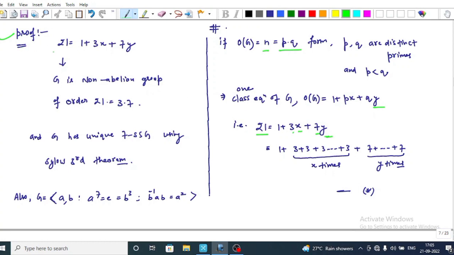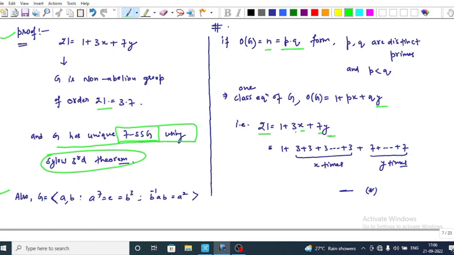Now come to the proof. We are given that G is a non-abelian group of order 21. This implies that by using the Sylow third theorem, G has a unique Sylow 7-subgroup. That is, G has a unique subgroup of order 7. Also, G is a non-abelian group of order 21, and its generating relation is G equals <A, B> such that A^7 equals E, B^3 equals E, and B inverse A B equals A square.